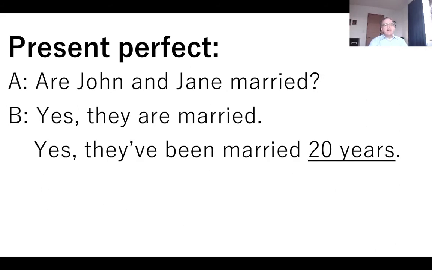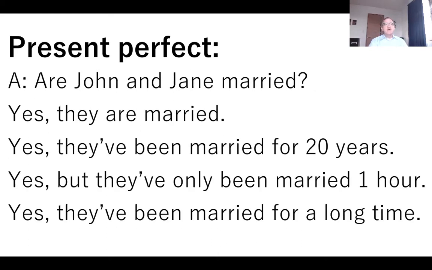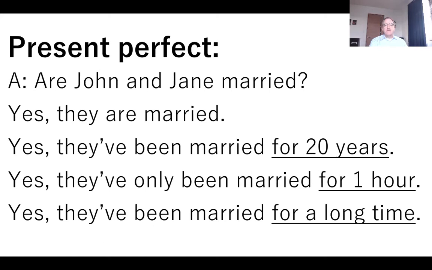Are John and Jane married? Yes, they are married. Yes, they have been married for 20 years. Now that 20 years is not finished. It means continuing until now, and they're still married. That's present perfect. Are John and Jane married? Yes, they're married. Yes, they've been married for 20 years. Yes, but they've only been married 1 hour. Okay, it's only 1 hour they've been married, but it continues until now. Yes, they've been married for a long time. All of these are not finished time. There you go, 20 years, 1 hour, for a long time, not finished.